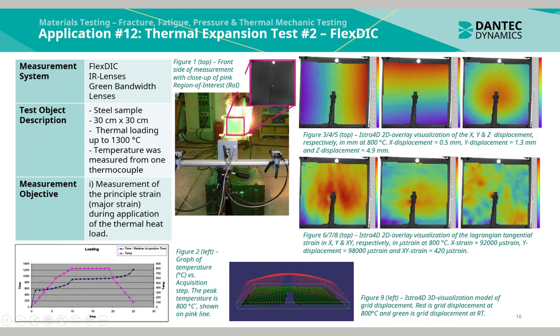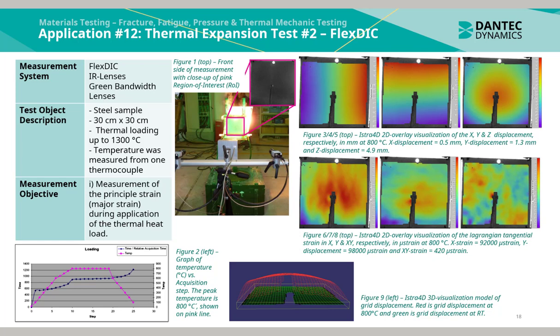Application 12 is also a thermal expansion test measured using the FlexDIC system in conjunction with infrared lenses and green bandwidth lenses as well. The test object description is a steel sample of 30 by 30 centimeters in dimensions. The sample was thermally loaded up to 1300 degrees Celsius and the temperature was measured using 1 thermocouple. The measurement objective was to measure the principal strain during application of the thermal heat load.